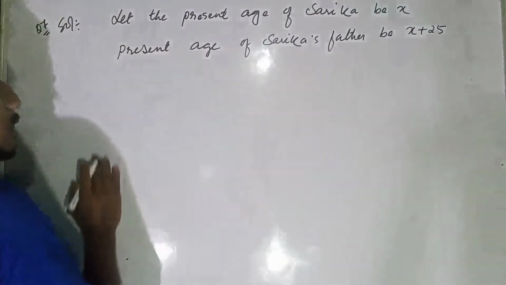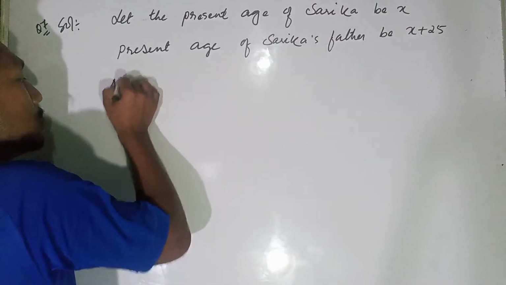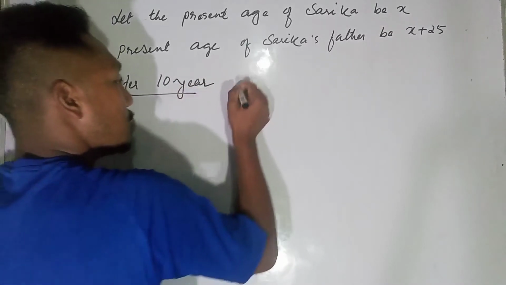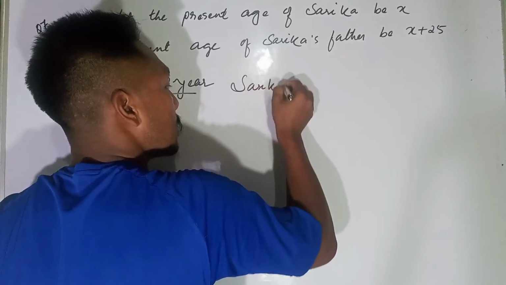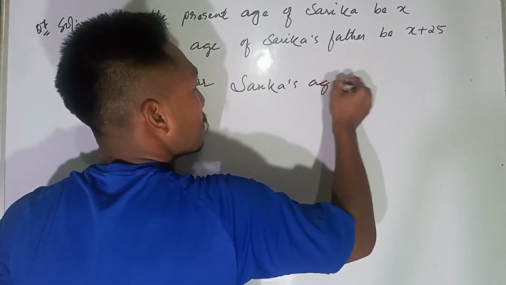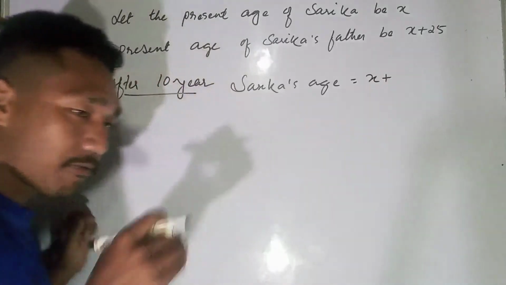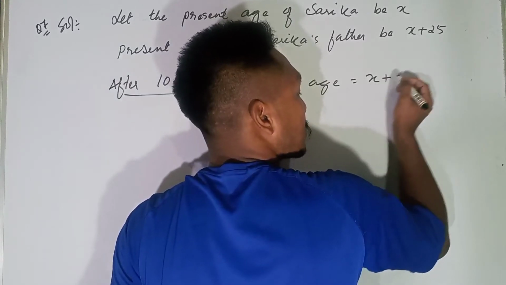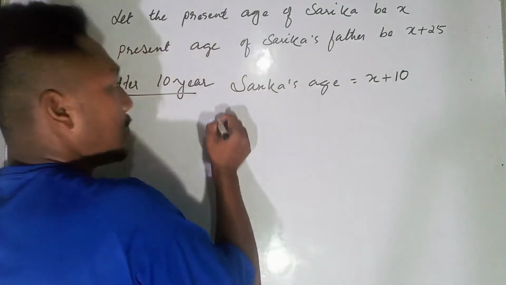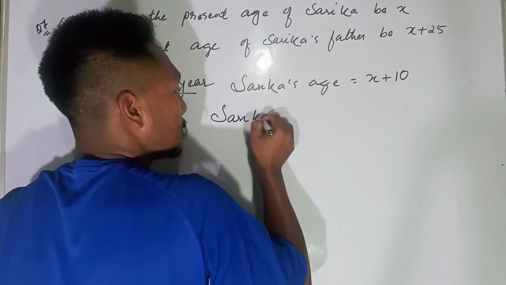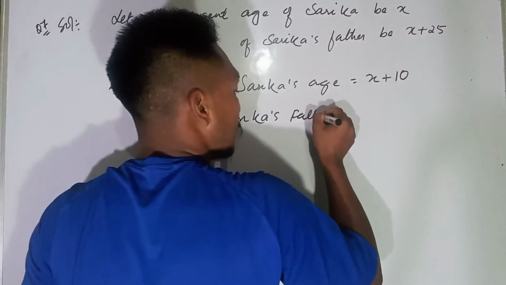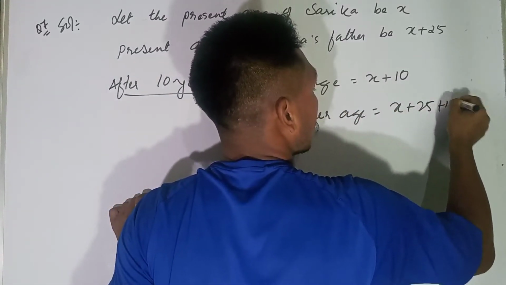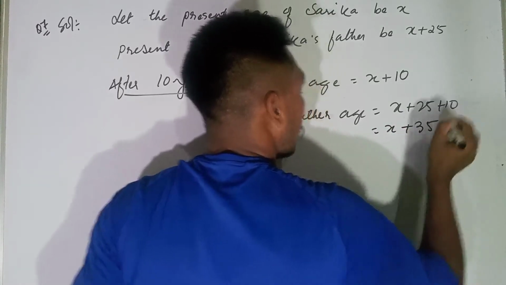Okay, so now after 10 years, Sarika's age will be what? If Sarika is 5, after 10 years, 5 plus 10, it becomes 15. Similarly, if Sarika's age is x, after 10 years it will be x plus 10. And Sarika's father's age is x plus 25 plus 10, that becomes x plus 35.